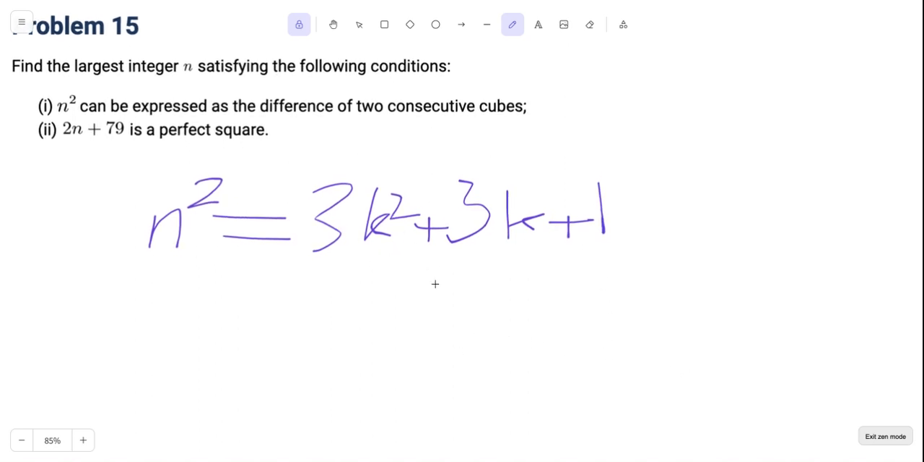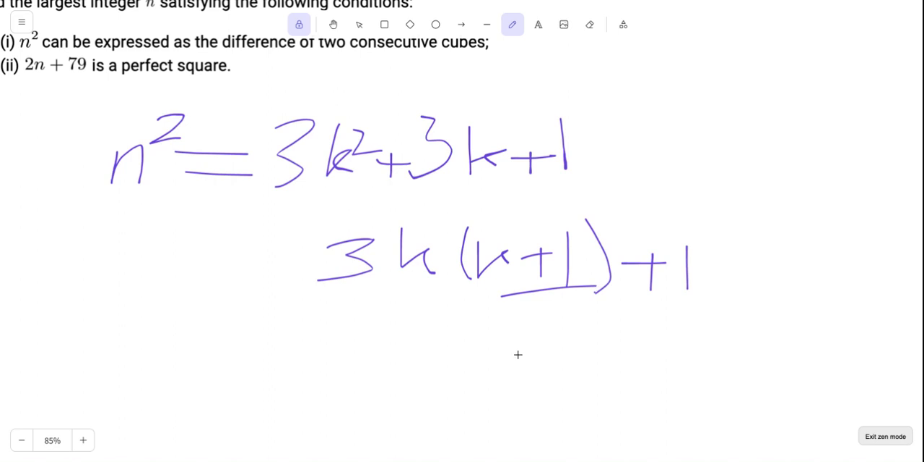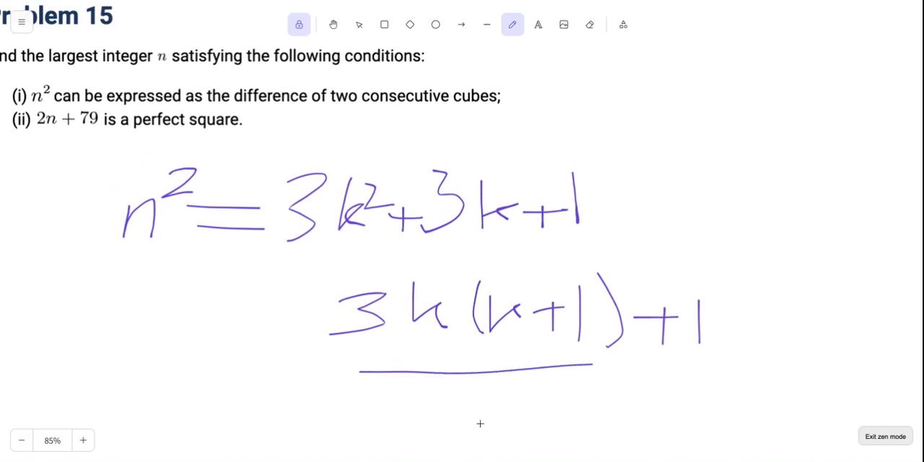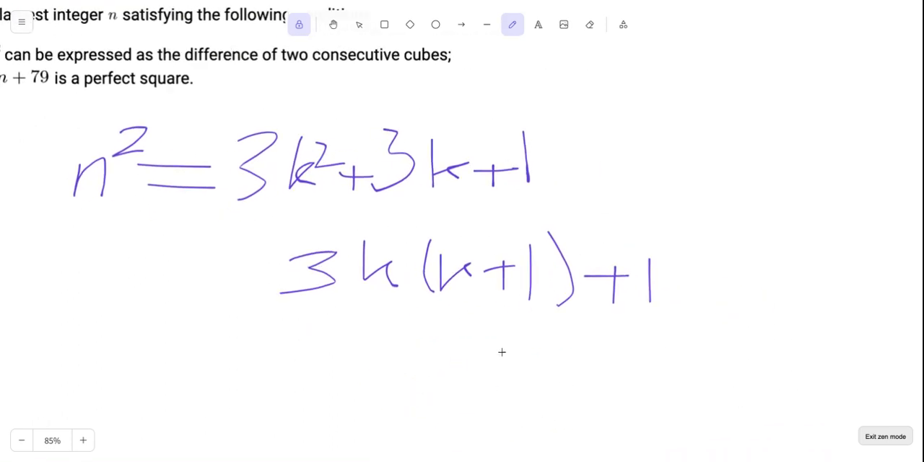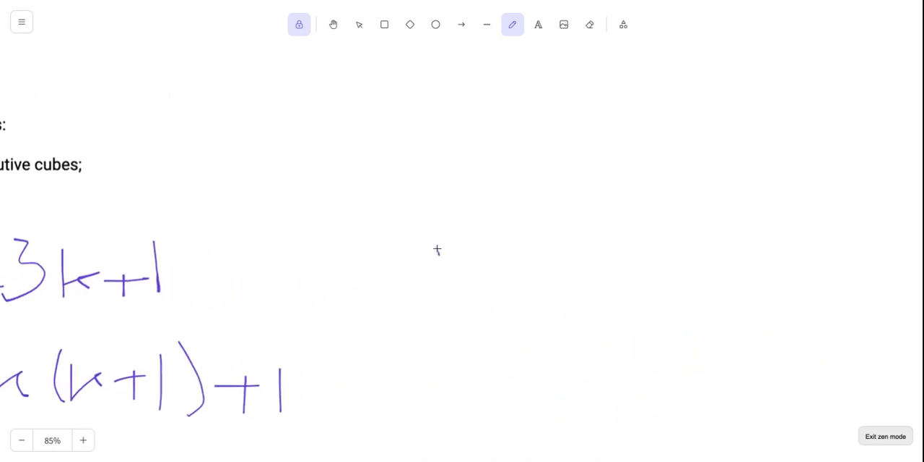And further, you can factor this. Since k or k plus 1, one of them must be even, this term has a factor of 2, and then we have a 3 over here, so it must have a factor of 3, which means n squared minus 1 is divisible by 6. It's 1 mod 2 and 1 mod 3, so it's 1 mod 6. So n squared minus 1 is divisible by 6.